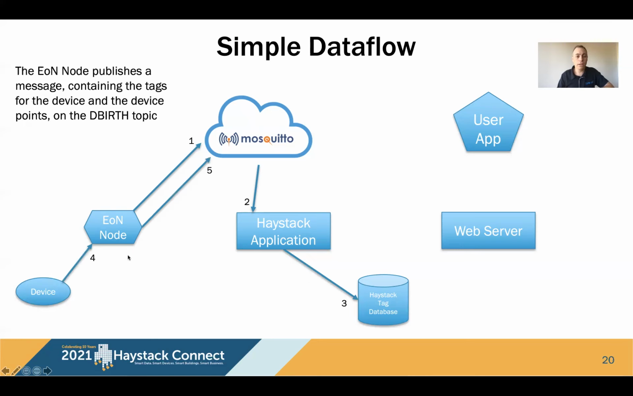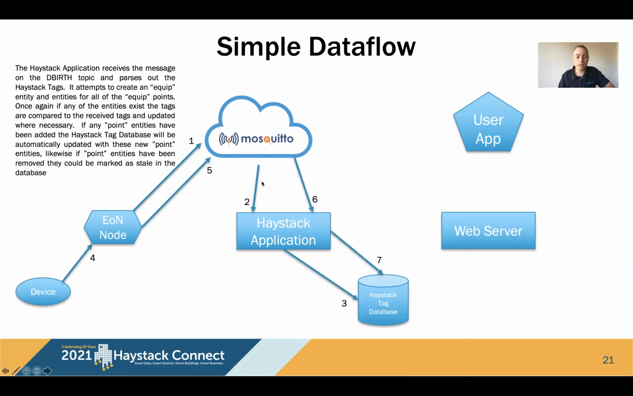Our node will then publish a device birth message on the device birth topic. The broker will distribute that again to our application because it's subscribed to that device birth topic. And our application, again, will look at the device, it will look at the points that the device is pushing up, and it will take all of those entities and create the entities in our Haystack tag database.